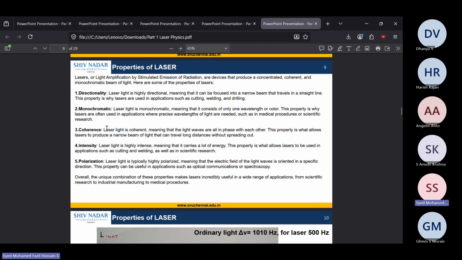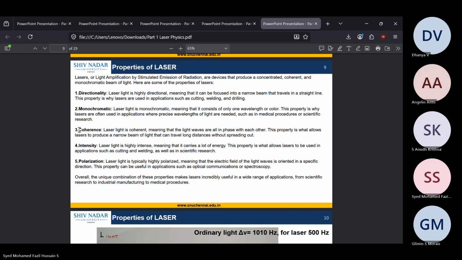Coherence. We all have studied coherence: constructive interference, destructive interference, and what is high coherence and low coherence, in our 12th standard, I guess. Laser lights are very coherent, meaning that the light waves are in phase with each other. They don't disturb each other; they reinforce each other. That's why they are highly coherent, because of the lasing action.